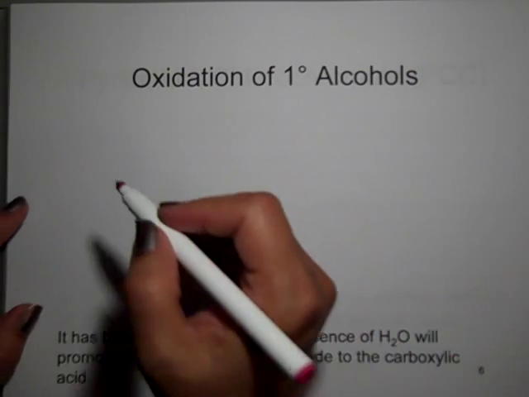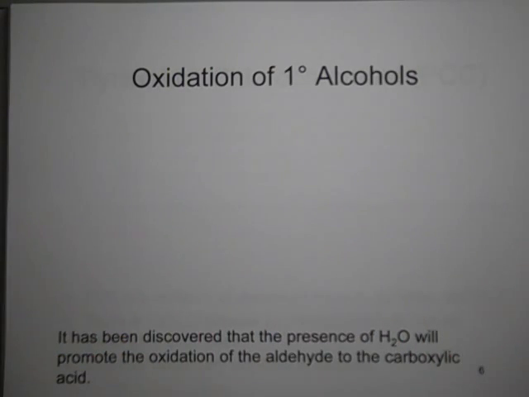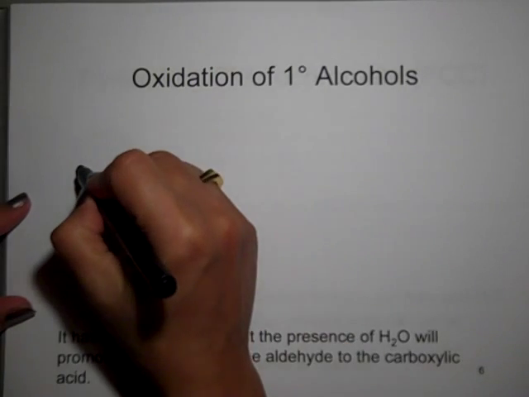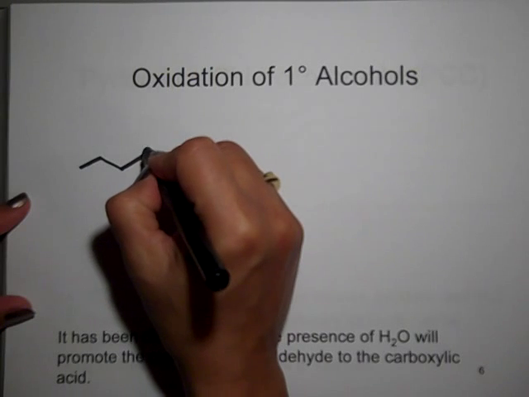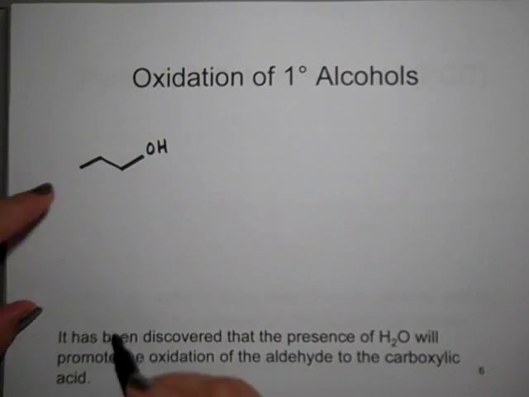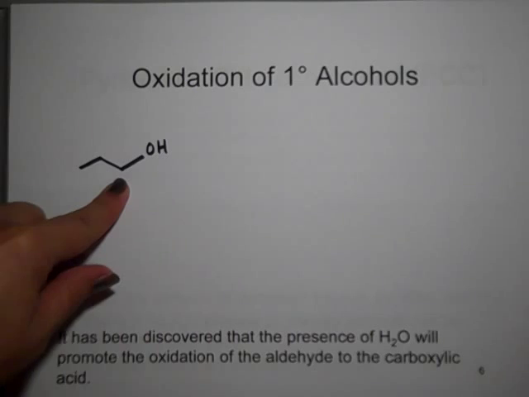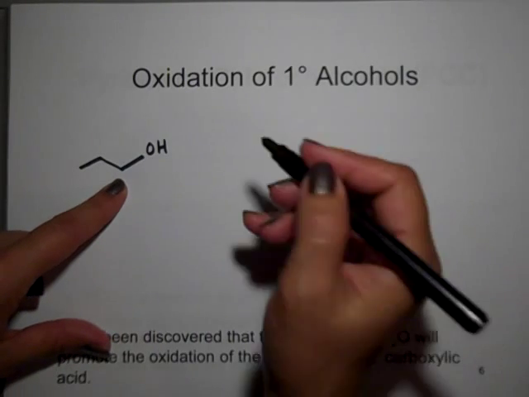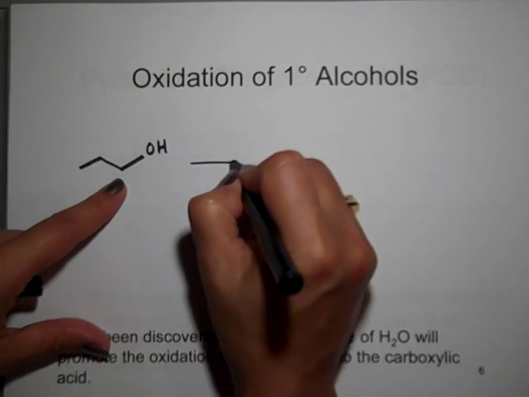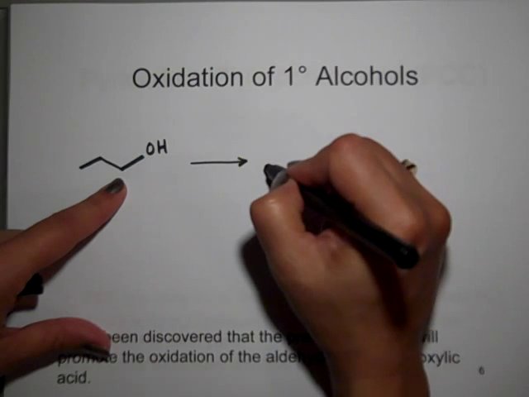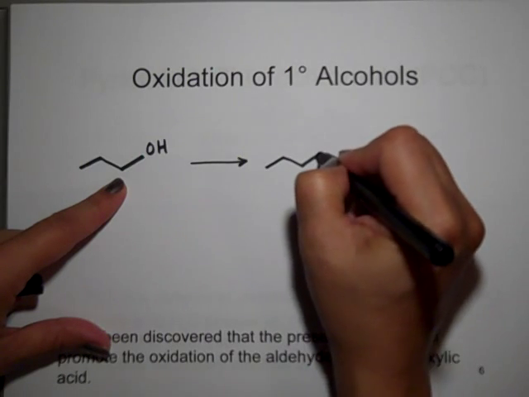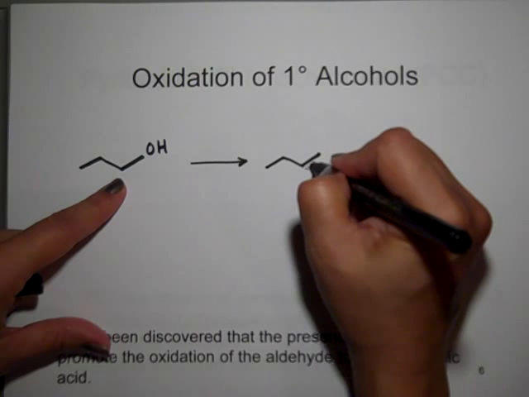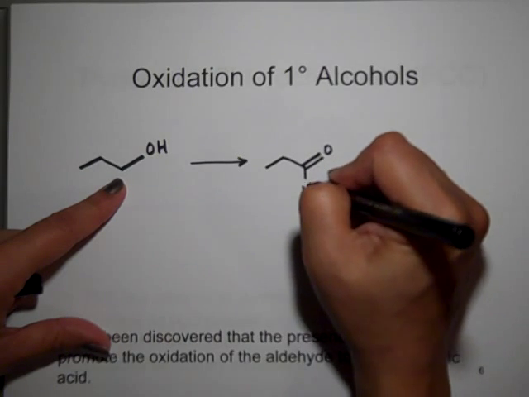If you happen to have a primary alcohol, let me just change the color, things are going to be a little more interesting, more things to do, because now you have two alpha hydrogens. There are two hydrogens on this alpha carbon right here. So what we would do, if you do one oxidation, you would get the aldehyde.